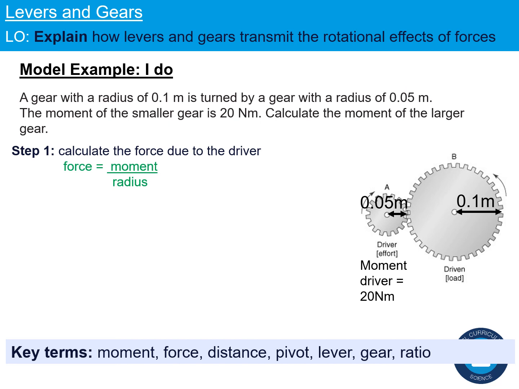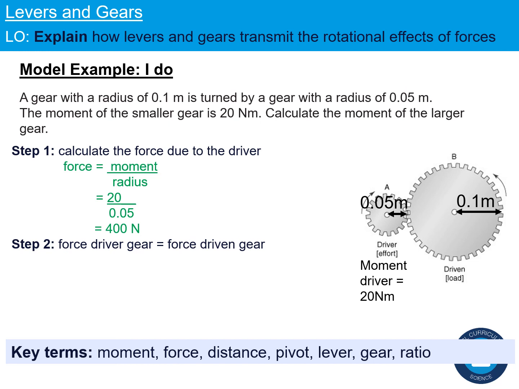So if we want to calculate the force of the driver, we would do the force is the moment divided by the perpendicular distance. We know that for a gear, the perpendicular distance is the radius. We therefore do 20 divided by 0.05. And we end up with 400 newtons, making sure we've got units for our answer.